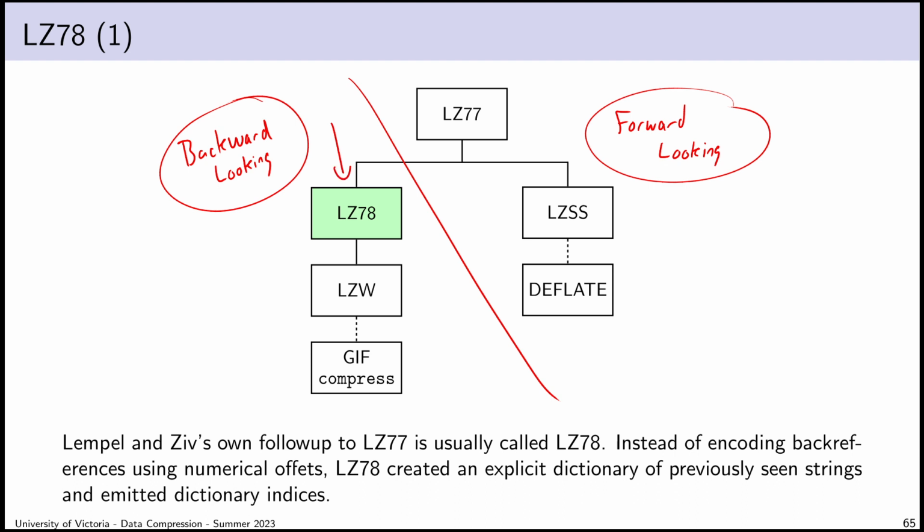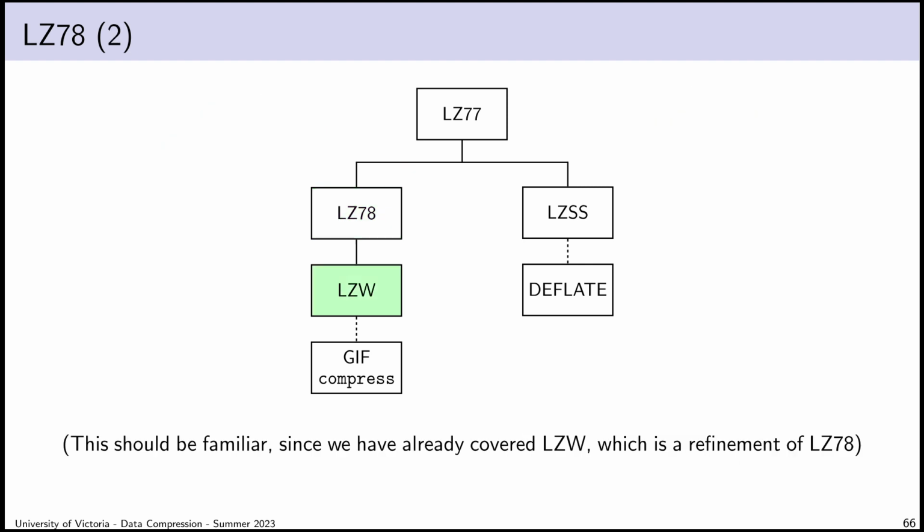So Lempel-Ziv's own follow-up. They actually designed LZ78 themselves. This was their publication. So they created this division, this split in the family. Instead of encoding back references, LZ78 just creates a dictionary of strings. So it creates a symbol table. And then when it wants to emit a back reference, what it does is just goes into the table, finds where that string was stored, and emits that.